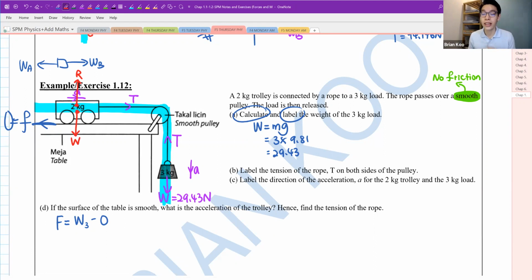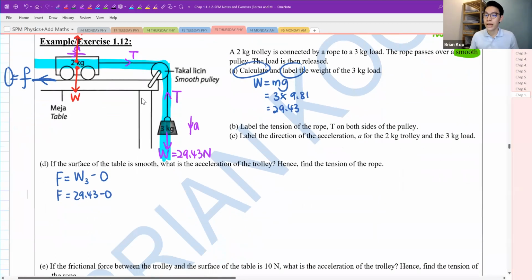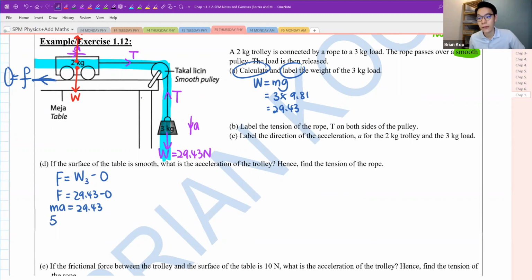So what is affecting the acceleration? Not the 2 kg. Just the friction with the table as well as the weight, 29.43. So the resultant force is 29.43 minus friction, which is 0. You don't have to write this also can. And then resultant force F equals MA. But what is the mass? Not 3 kg, not 2 kg. The overall mass that is affected by this force, 5 kg. The total moving mass, 5 kg.